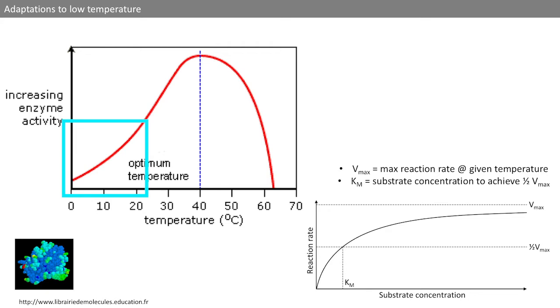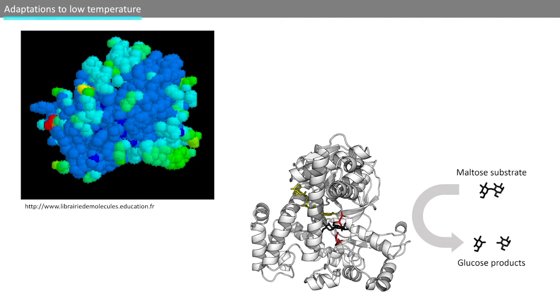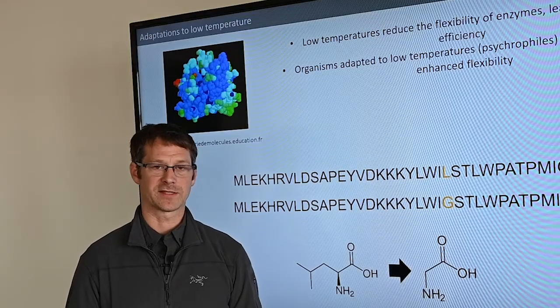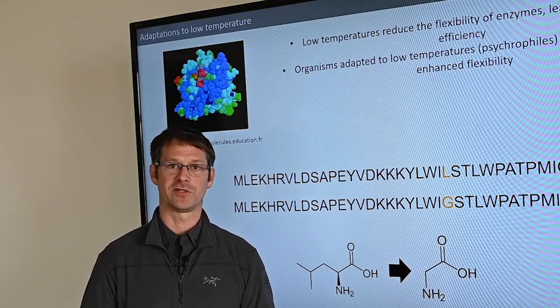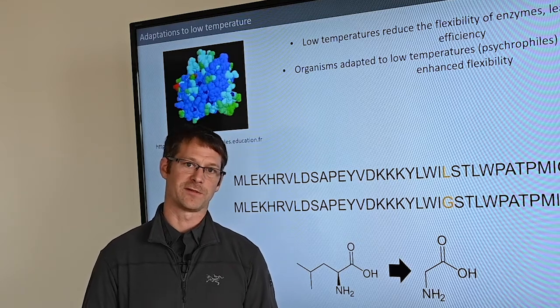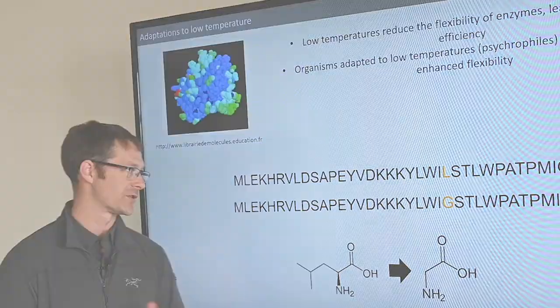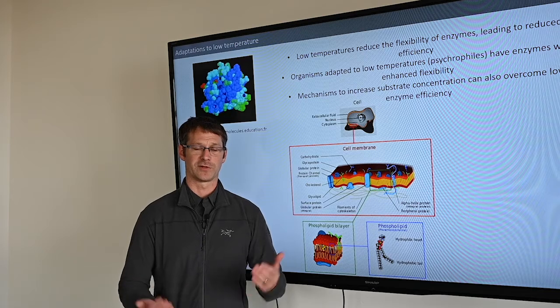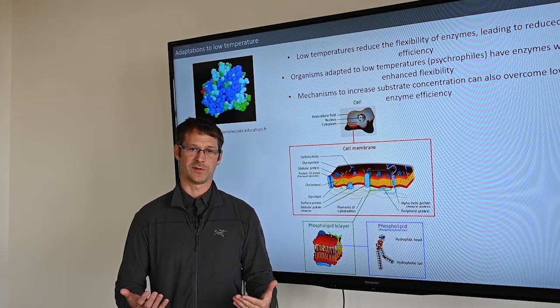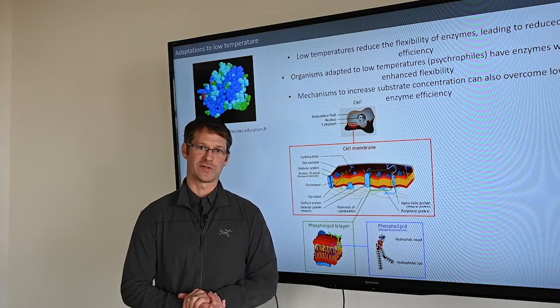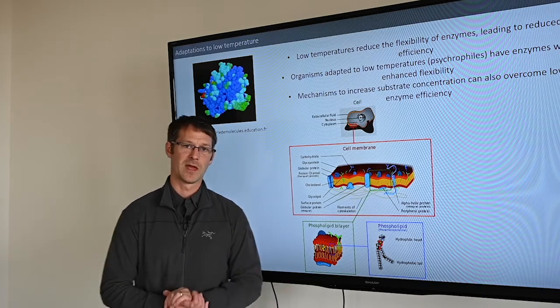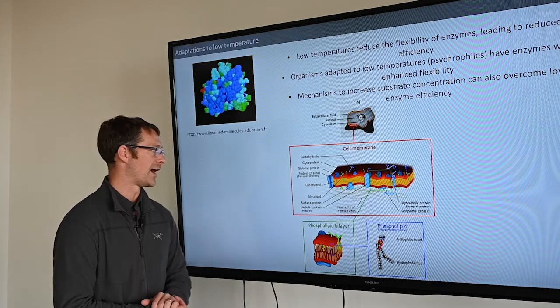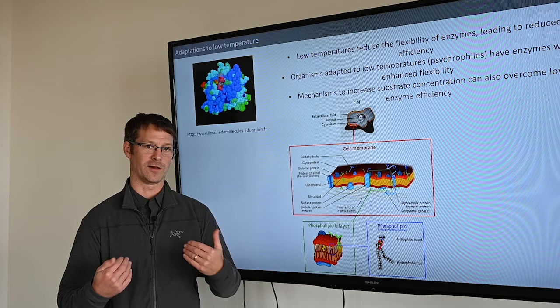Now low temperatures reduce the flexibility of enzymes, leading to a reduced efficiency. So organisms that are adapted to low temperatures, and we call these organisms psychrophiles, or cold-loving organisms, have enzymes with enhanced flexibility. That enhanced flexibility allows them to change conformation even as their flexibility is reduced by low temperatures. Now, mechanisms to increase substrate concentration can also help overcome the limitations of reduced flexibility. The more substrate that's available to an enzyme, the greater the reaction rate will proceed, even if flexibility is reduced. Now, one way that organisms can do this is by importing more substrate into the cell body.